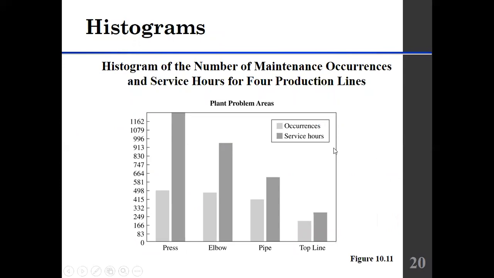This is an example of a histogram of the number of maintenance occurrences and service hours for four production lines. The production lines are the press production line, elbow production line, pipe, and top line. The light gray represents the maintenance occurrences, while the dark gray represents the service hours. You can see the width of each bar is the same. The width of this bar is the same as the width of this bar. Similarly, the width of this dark gray bar is the same as the width of this particular bar. But these categories are actually different, and these bars represent different frequencies.